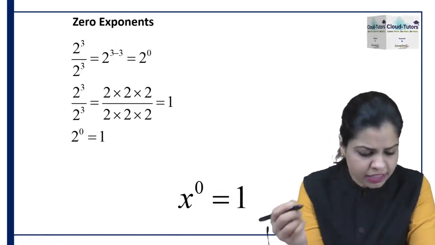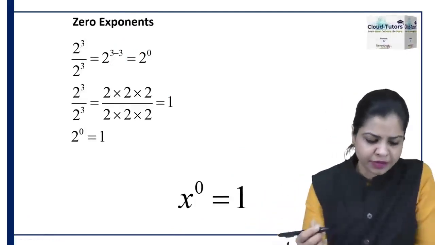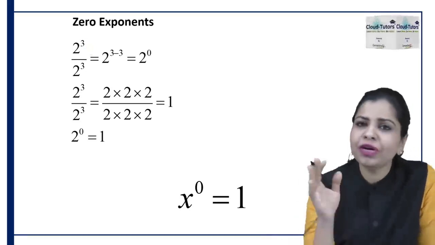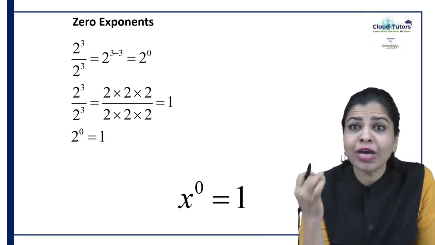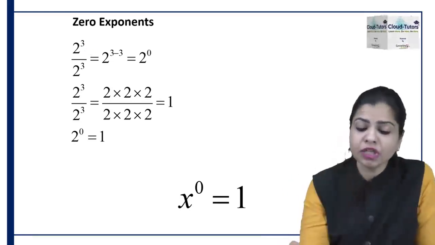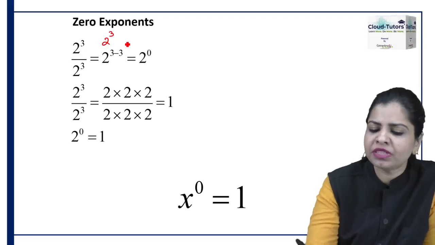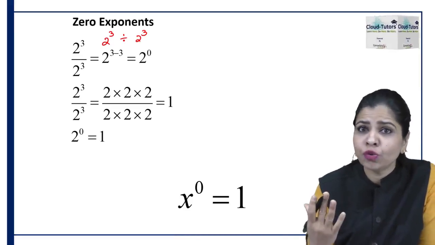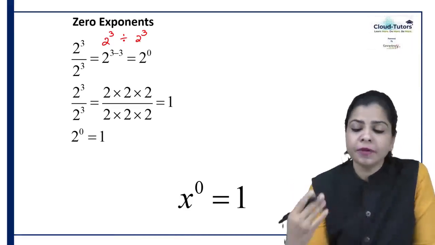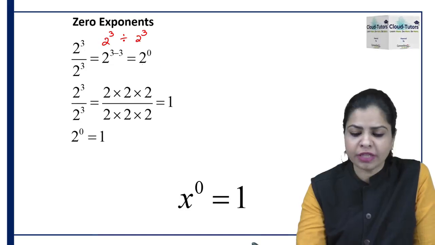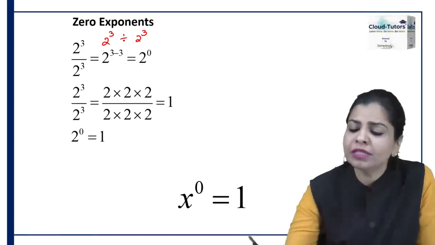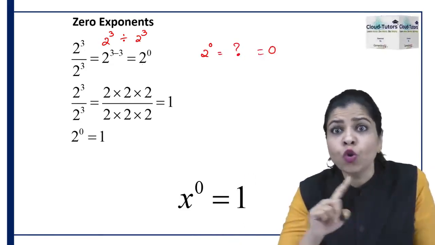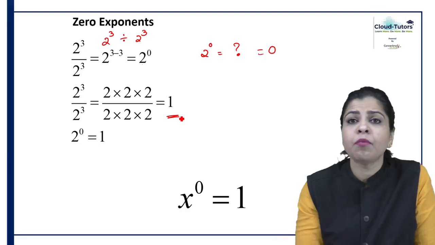Let's see the next: zero exponents. What is meant by zero exponents? Let's understand that. You're dividing here, so we are using the second law that we have just learned. 2 power 3 divided by 2 power 3. Let's use the rule that we have just learned. It would be 3 minus 3, so it is nothing but 2 power 0. And what is the value of this? Anything to the power of 0. Is it 0? No. I have said it is 1. But why is it 1?